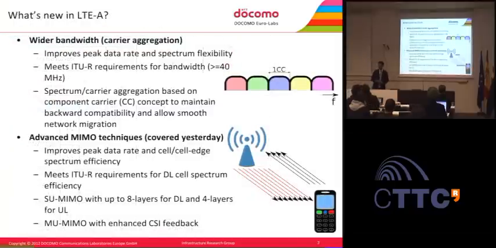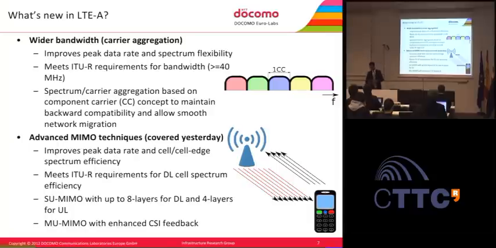Okay, so what's new in LTE Advanced? I mentioned this thing about bandwidth. Here are some of the key technologies that we'll be dealing with in LTE Advanced. First one is wider bandwidth. And they do that by carrier aggregation. So they don't just simply expand the bandwidth. What they do is they have component carriers, and they just use many of them.